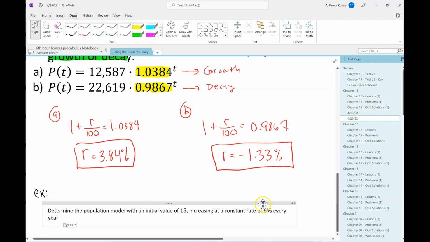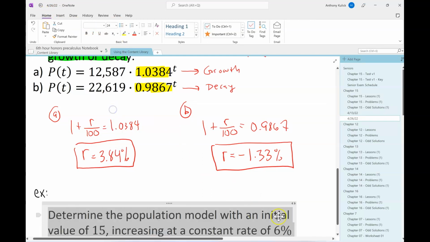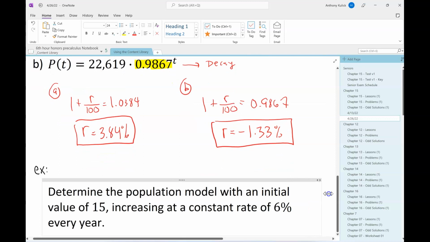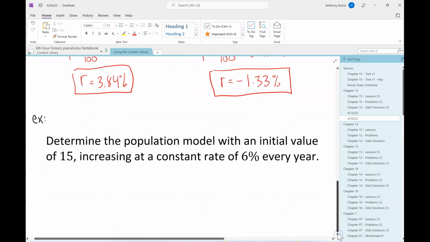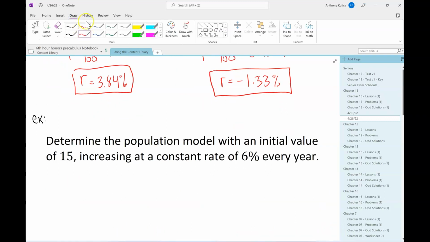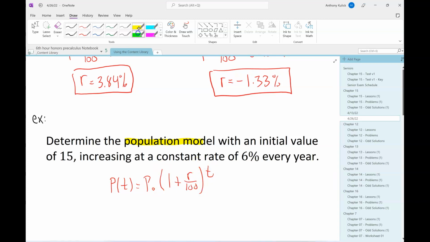Again, in this section, really all the work we're going to be doing is going to be these application story problem kind of situations. So I'm just going to be copying and pasting stuff in. Okay. So it says here in the next example, determine the population model with an initial value of 15, increasing at a constant rate of 6% each year. It tells us we're using the population model in the question. Okay. So I'm using this.